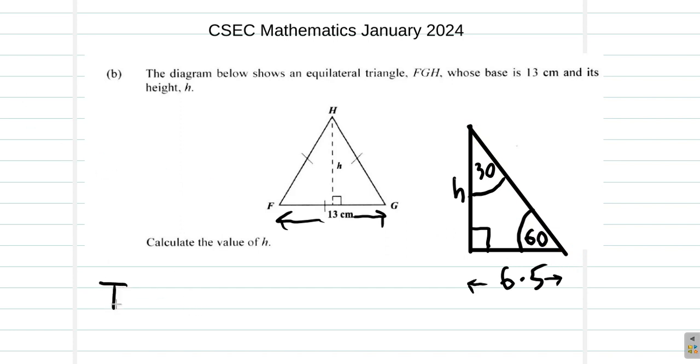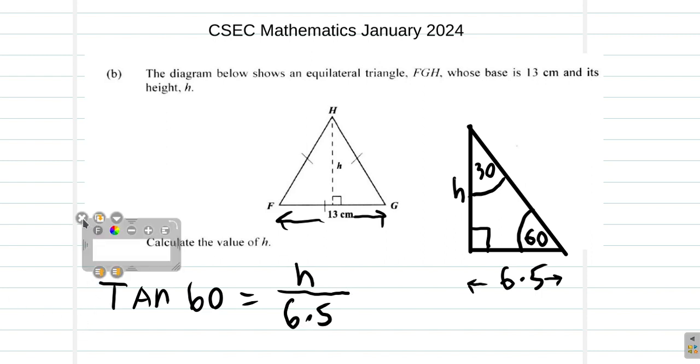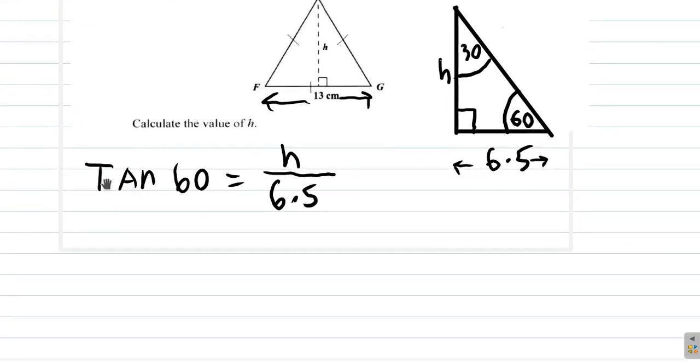So you're going to say tan 60 equals opposite, that's H, over adjacent, 6.5. When you transpose, H equals 6.5 times tan 60. What does that equal? We reach for a calculator.